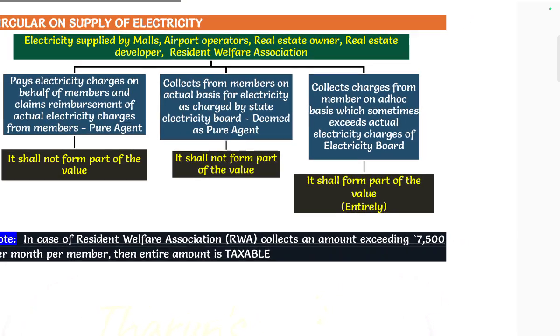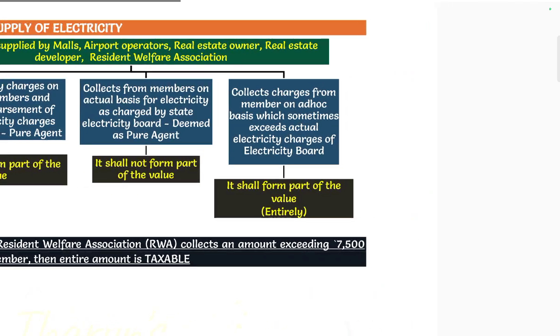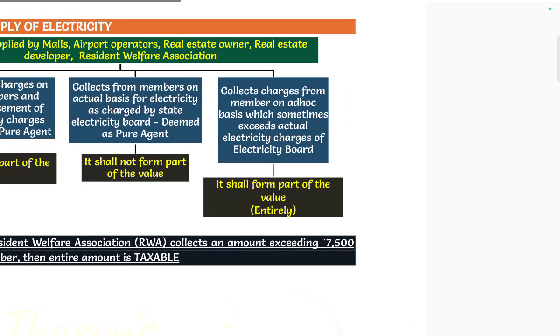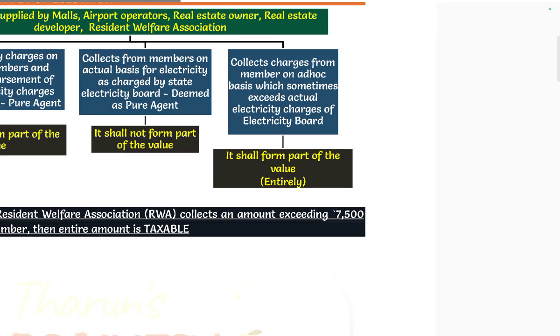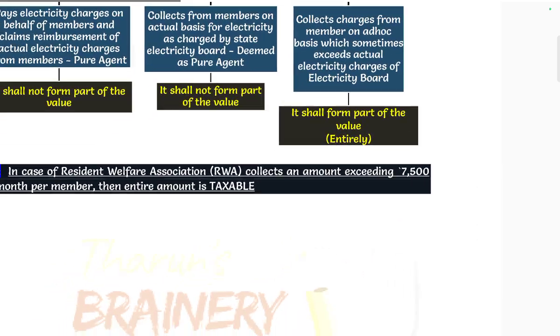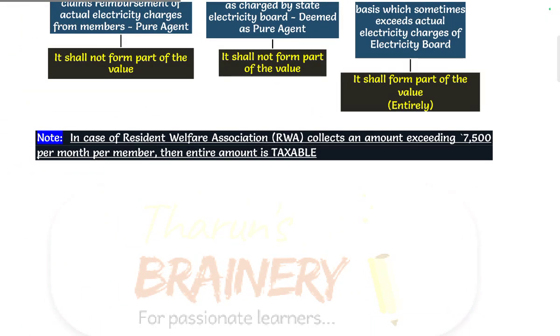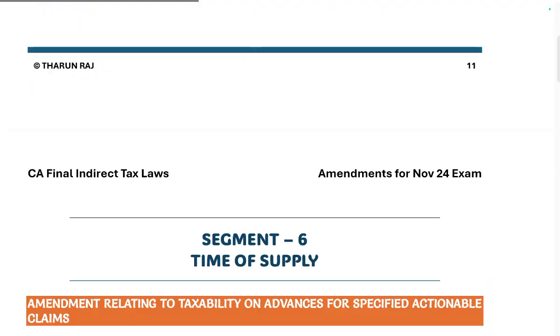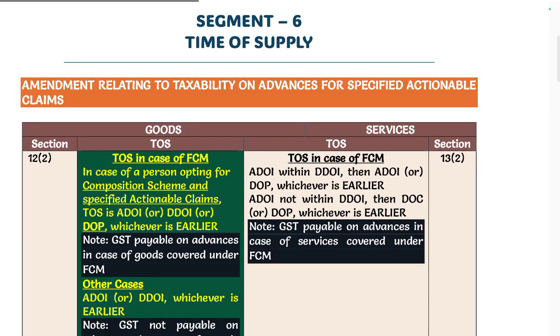It shall not form part of the value if charges are collected from the members on an actual basis. If collected on an ad hoc basis and sometimes exceeding actual electricity charges, it shall form part of the value entirely. In this case, if a resident welfare association (RWA) collects an amount exceeding 7,500 per month, then the entire amount is taxable at 18%.